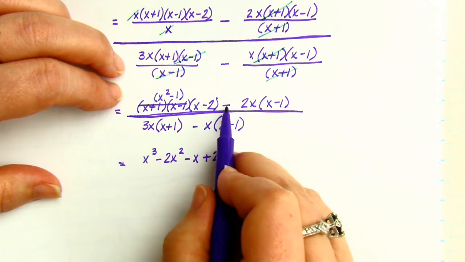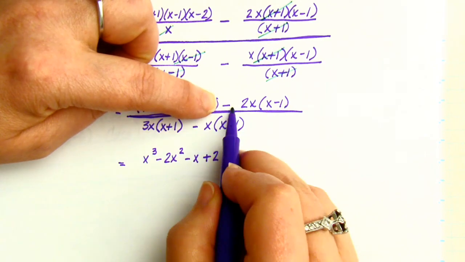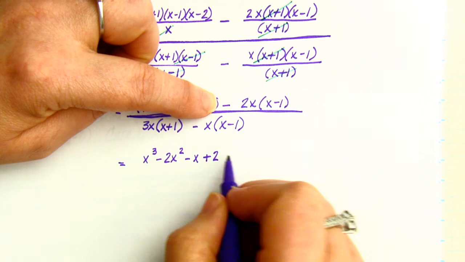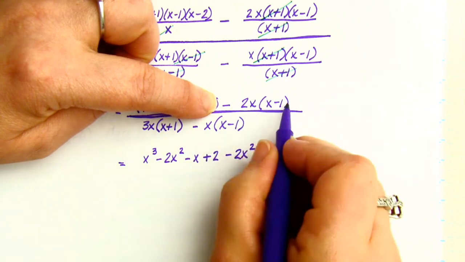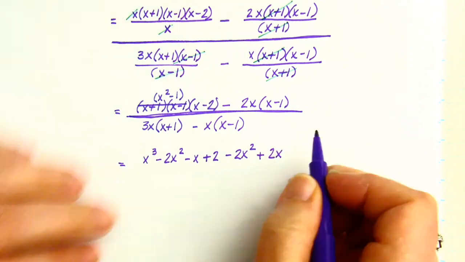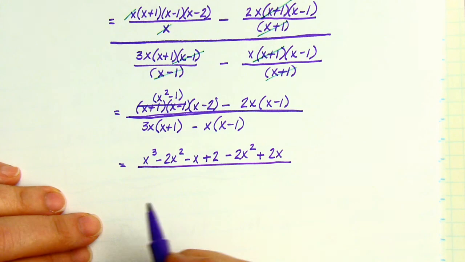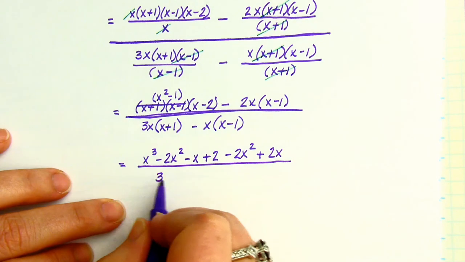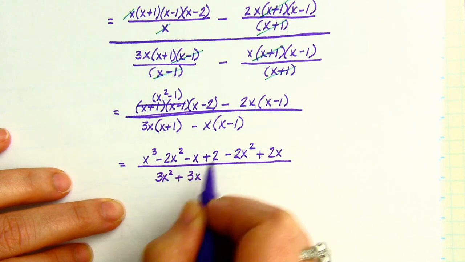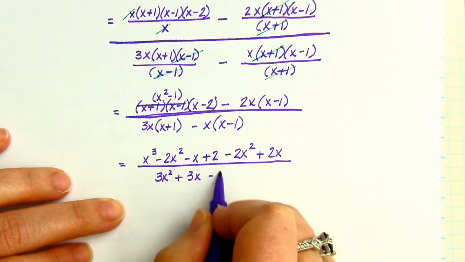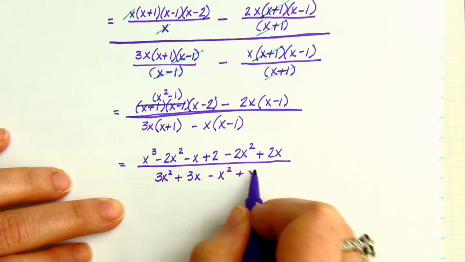This here gets distributed into that grouping. Negative 2x times x is negative 2x squared. Negative 2x times negative 1 is positive 2x. The denominator, 3x times x is 3x squared. 3x times 1 is plus 3x. Negative x times x is negative x squared. Negative x times negative 1 is positive x.